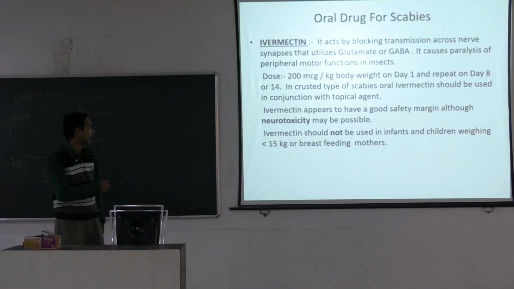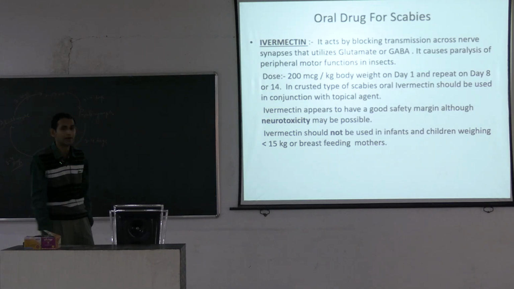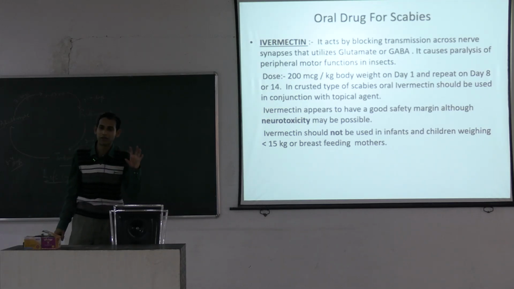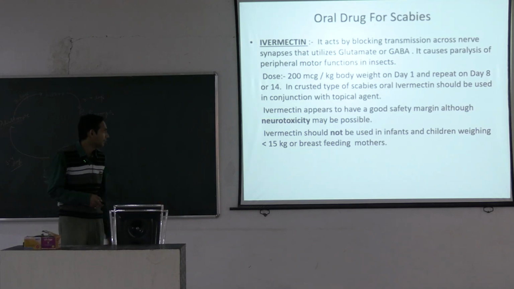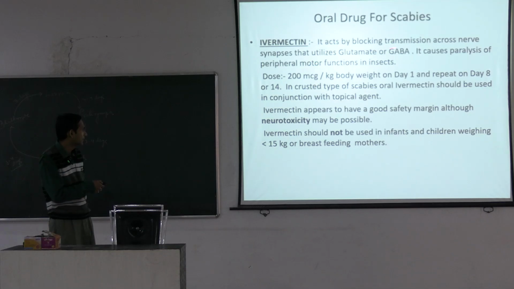Ivermectin acts by blocking the transmission across the nerve synapses that utilize glutamate or GABA. It causes paralysis of the peripheral motor function of the neuron, so it acts by blocking the peripheral synapses that utilize GABA or glutamate. It causes paralysis of the peripheral motor function of the insect.